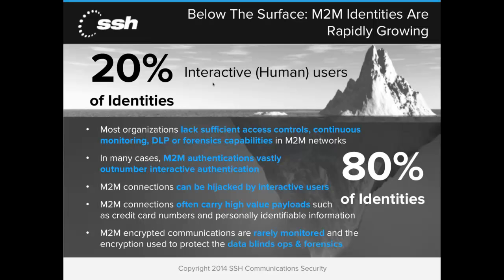And that becomes a big issue. In addition to that, we've already talked about how encrypted communications are rarely monitored because of the challenge of decrypting them, and there's very few solutions out there that do this efficiently. But encryption also blinds security ops and forensics teams. So your SIEM folks or folks sitting in your security operations center may not be able to detect any type of anomalous activity inside your encrypted channels.